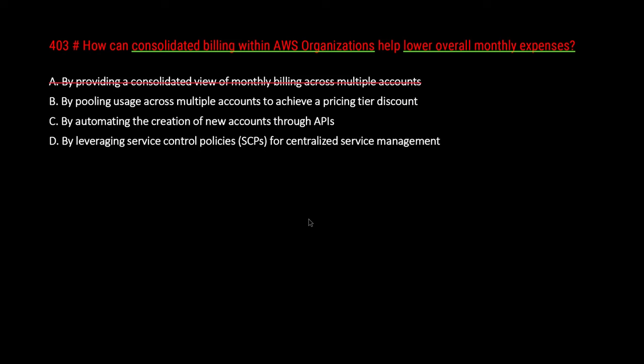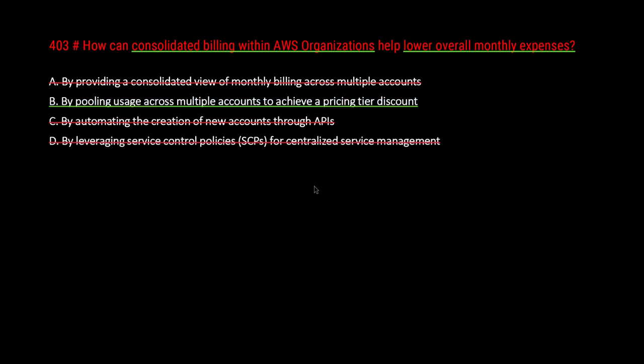Okay. By automating the creation of new accounts through APIs. You can automate account creation, but how is that going to lower the monthly bill? No. AWS Organizations is not going to. By leveraging service control policies, yes, you can use SCPs, but not for lowering monthly expenses. SCPs are for access purposes. So that will leave us with option B: by pooling usage across multiple accounts to achieve a pricing tier discount.